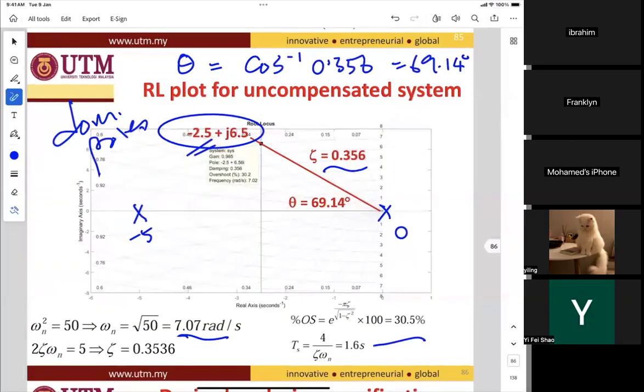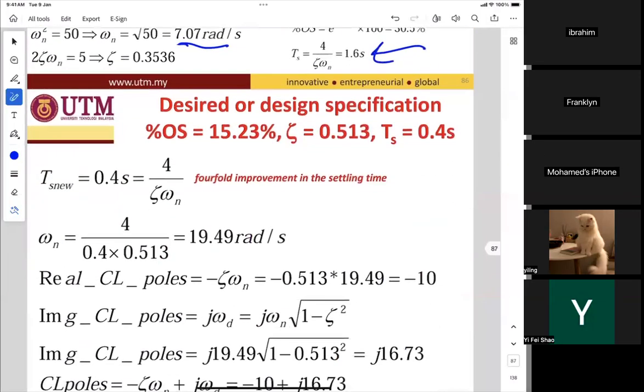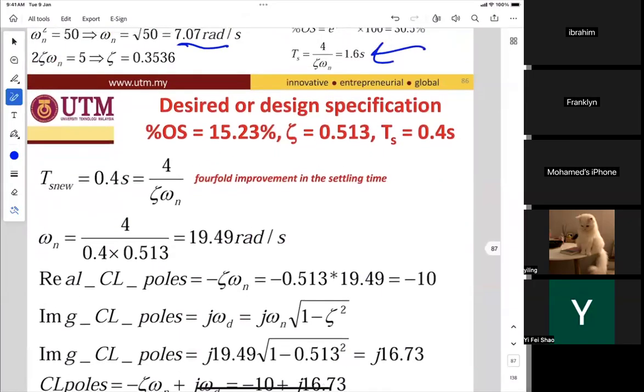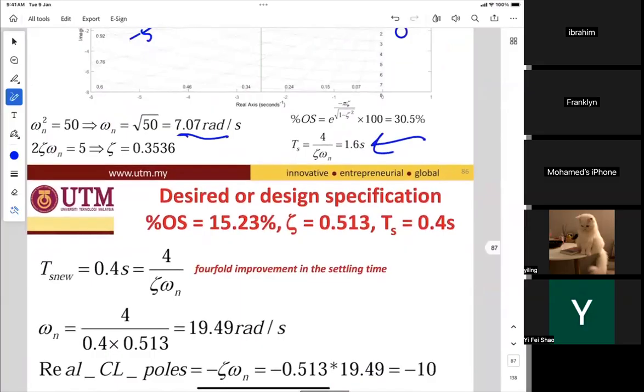Okay, 1.6 second. So the new one will be fourfold, meaning that Ts new is 1.6 second divided by 4. 1.6 divided by 4 is 0.4. 0.4 second. That's why you get 0.4 second over here.